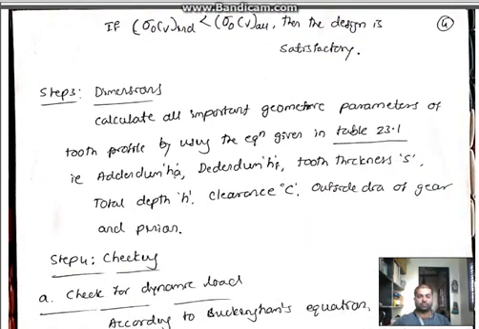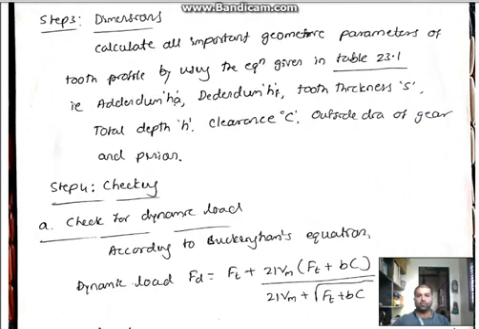Step 3. Dimensions. Calculate all important geometric parameters of tooth profile by using the equation given in the table 23.1. That is, find the addendum, dedendum, tooth thickness, total depth, clearance, outside diameter of the gear and pinion.